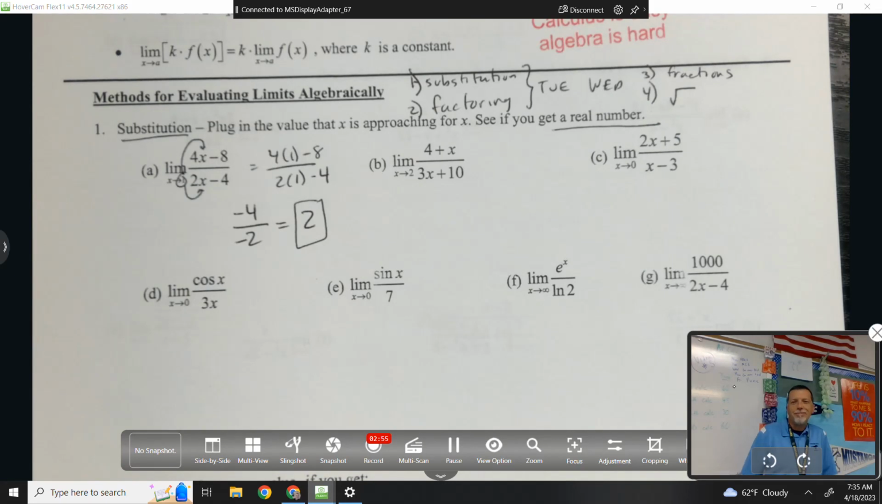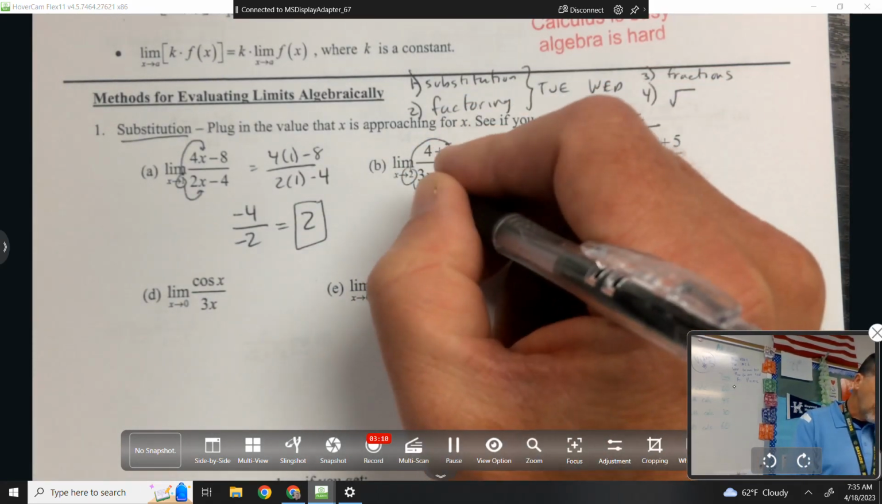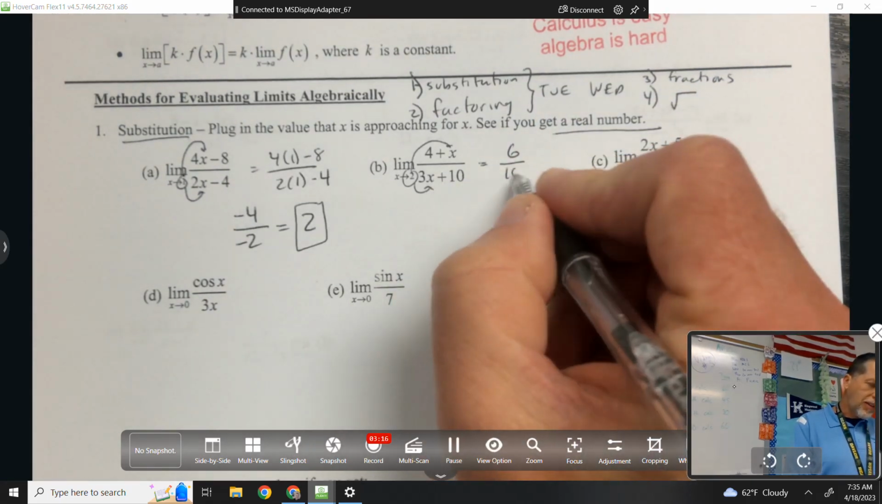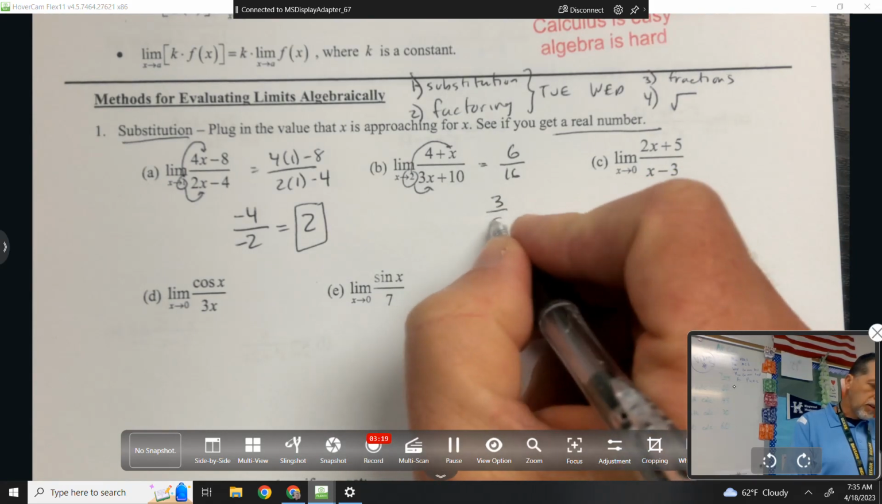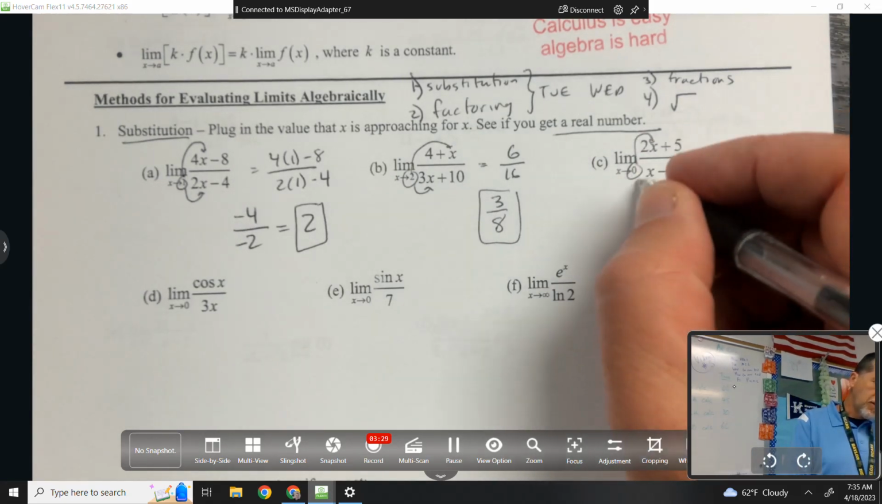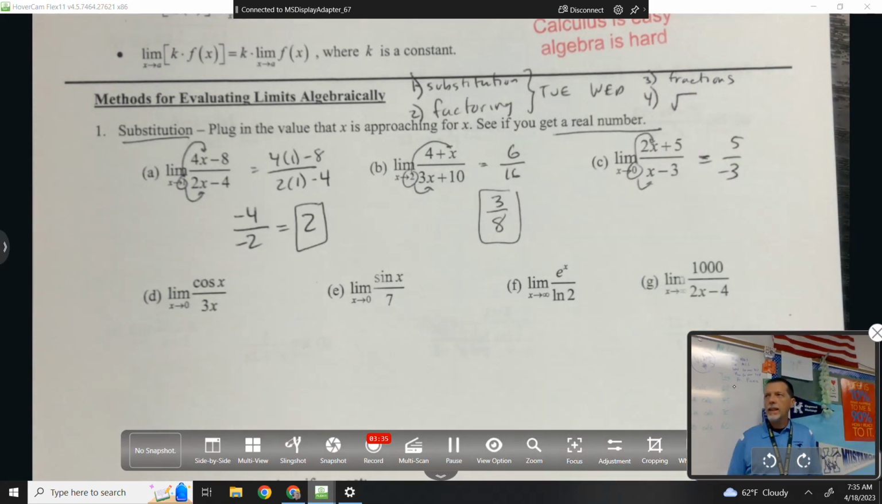We like those. There's nothing tricky about them. You just plug it in. And the trick is you always try that first, because that's what leads to the other situations. So you always start with substitution and basically hope that it works. Plug in 2. 4 plus 2 is 6. 6 plus 10 is 16. So 3/8. Sometimes they're easy. Plugging in 0, negative 5/3. Again, as long as you get a number, all is well.